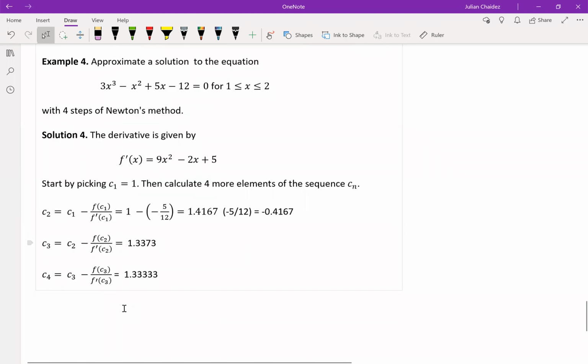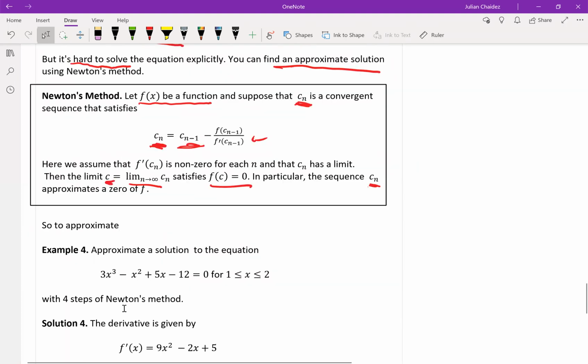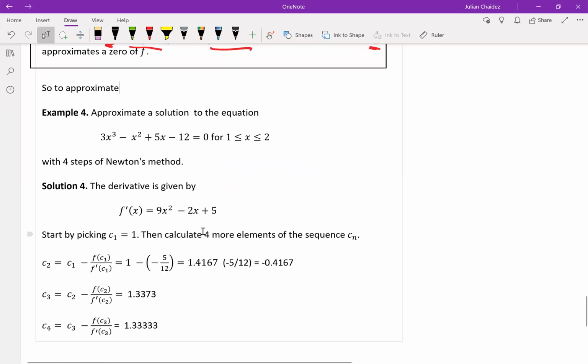In practice, the way that you use this fact, this thing I'm calling Newton's method, is you actually compute a sequence like this. You start with some fixed number, and then you compute C1, C2, and so on, and then you stop at some finite C5 or something like that, and you use that as your approximation. So here's the example where I carry that out.